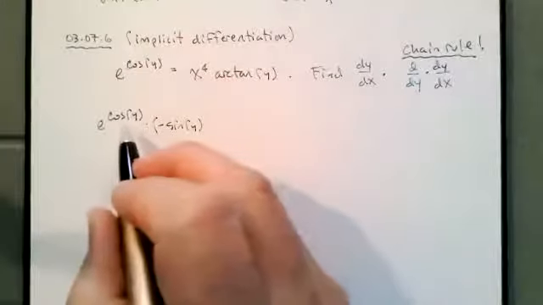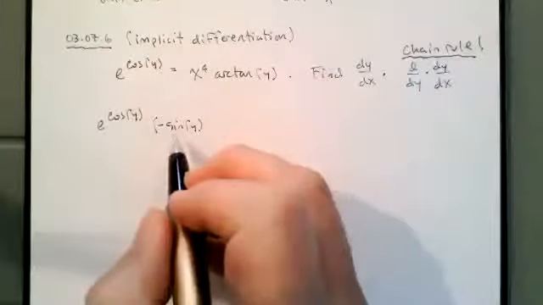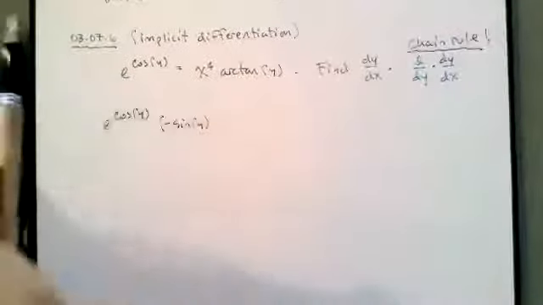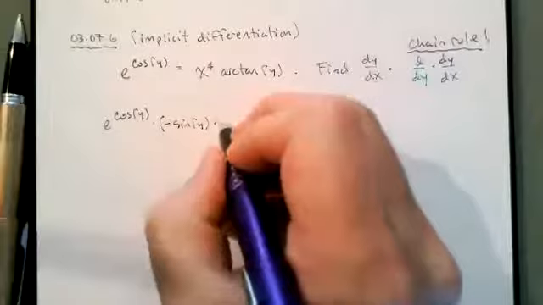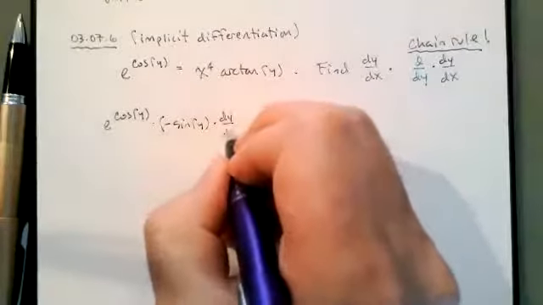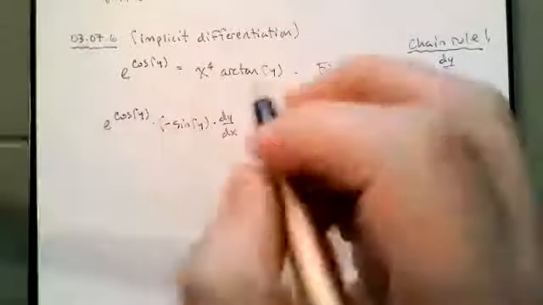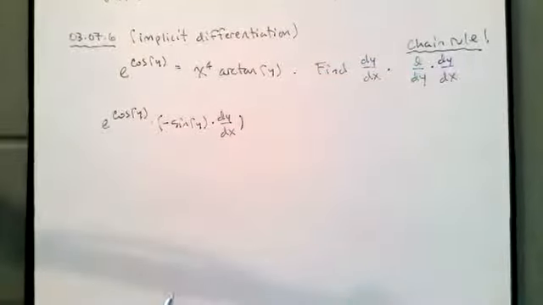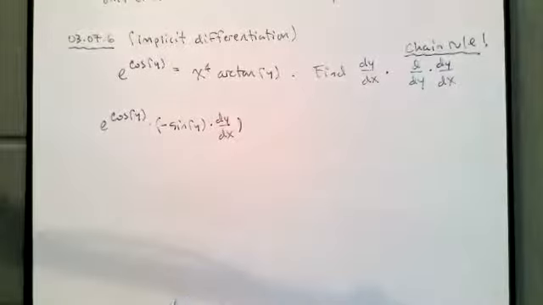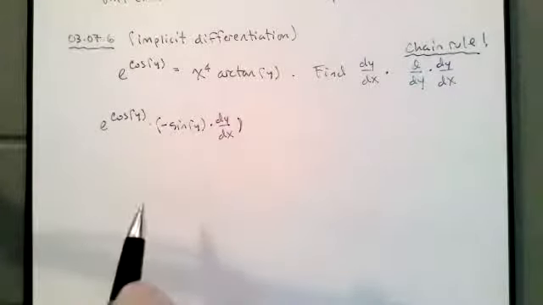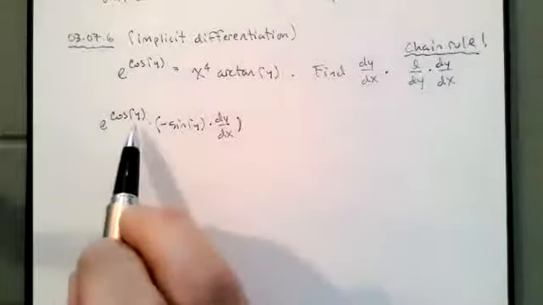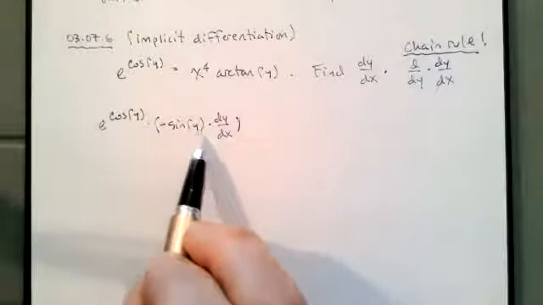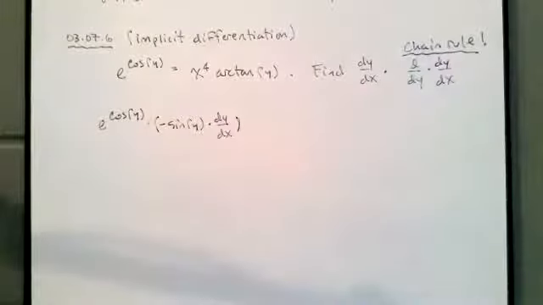But when we go from cosine y to negative sine y, that's the derivative with respect to y. Now we have to multiply by dy dx, because of the chain rule. So we're using two chain rules here. The derivative of e to the cosine y with respect to x is e to the cosine y times the derivative of cosine y, which is negative sine y, times the derivative of y with respect to x, which is just dy dx.